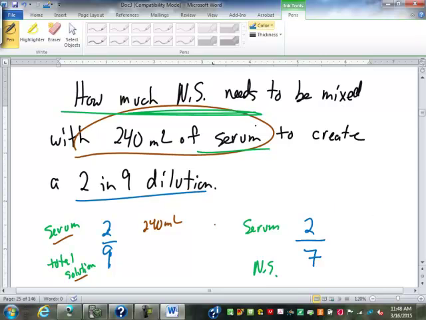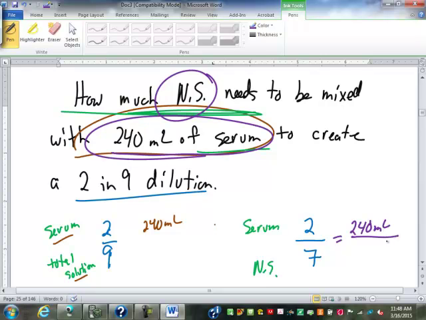So now to figure out how much saline we need, we know we have 240 milliliters of serum that goes on top. We can now cross multiply and divide. 7 times 240 divided by 2 is what? 840 milliliters of saline.